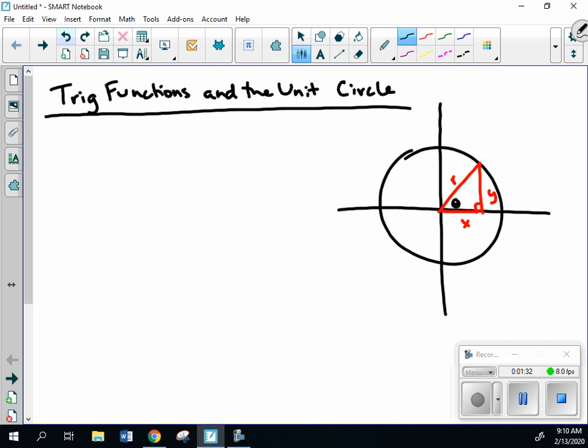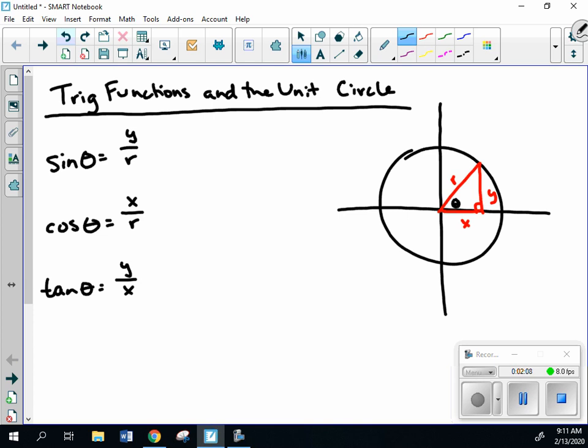Based on the X, Y, and R, our trig ratios are a little bit different than our normal SOHCAHTOA. The sine of theta is Y over R. The cosine of theta is X over R. The tangent of theta is Y over X. And that makes sense based on our triangle there. Sine is opposite over hypotenuse. So opposite of our theta is that Y, and our hypotenuse is R.